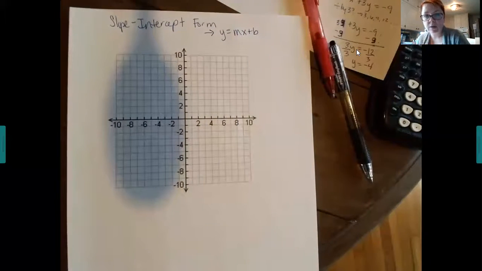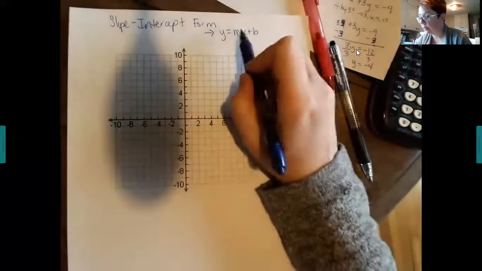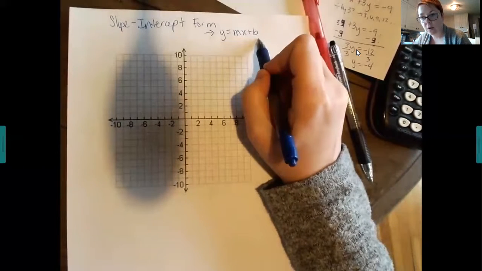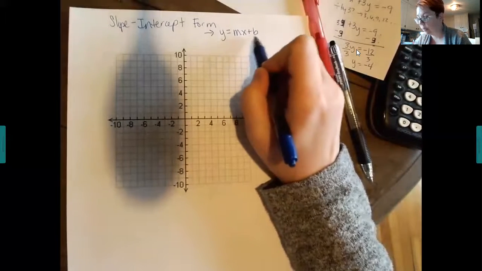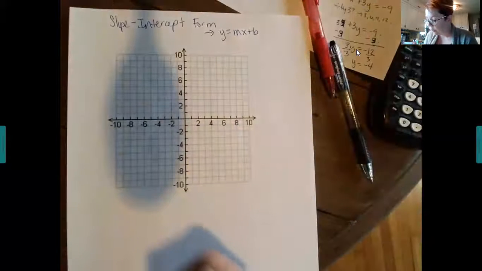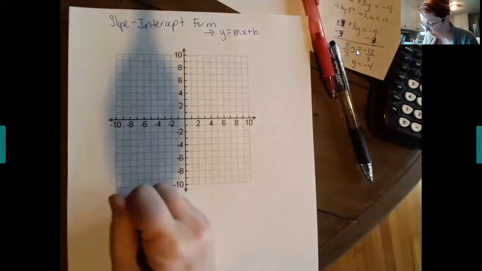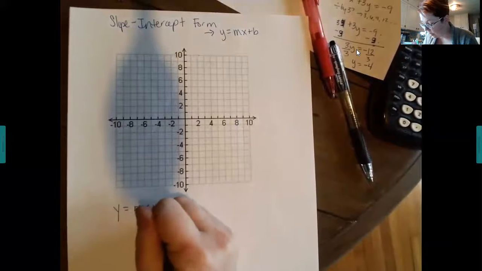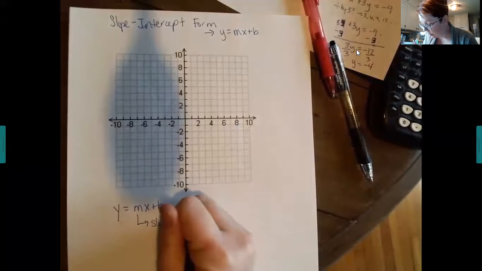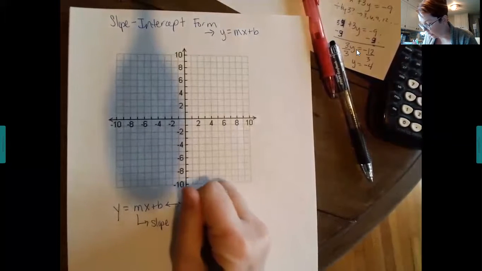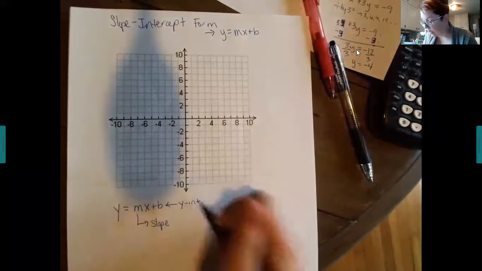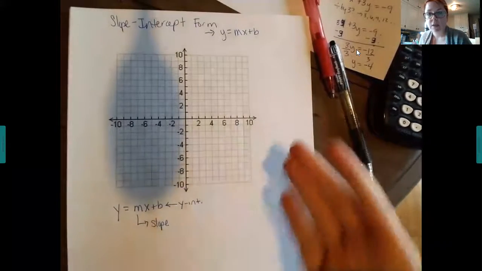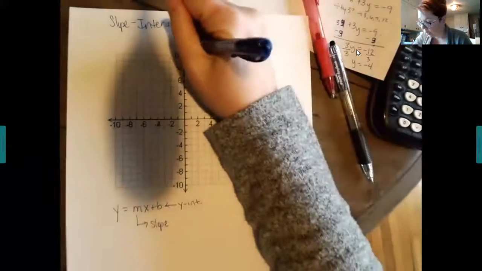And the reason why it's called the slope-intercept form is because it gives us the slope and it gives us the y-intercept. So these are labeled M and B. So right here, we have y equals mx plus b. So this is the slope, and this is the y-intercept. And again, what does y-intercept mean? It means where it crosses the y-axis.